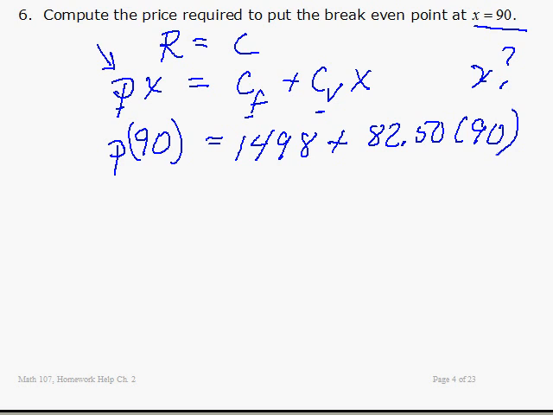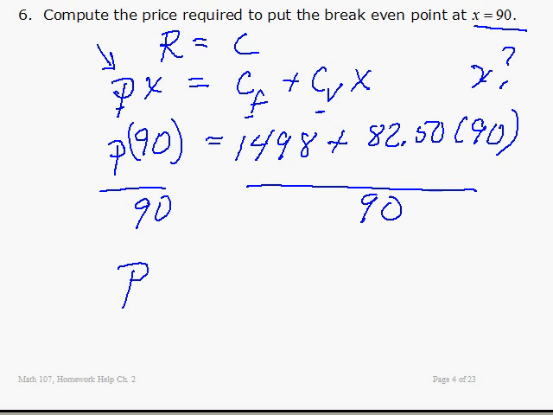You see, now it's obvious what to do. Okay? You want to solve for P. The only problem with P is it's multiplied by 90. You're going to divide by 90. Again, you have to divide both terms by 90, not just cancel those 90s off. That's wrong. And then you've isolated P, and this will give you the price that you need to charge for those tires in order to have the break-even at 90.